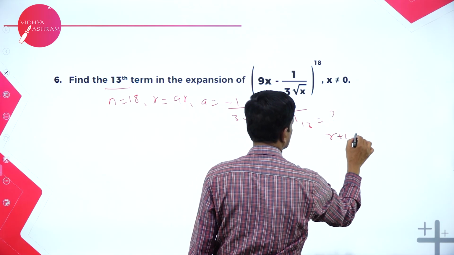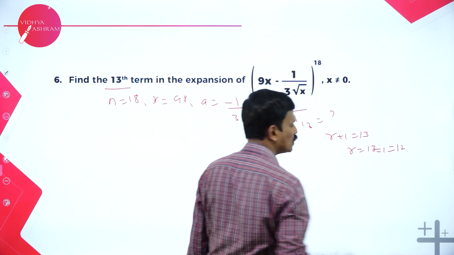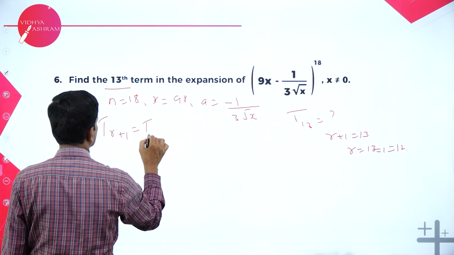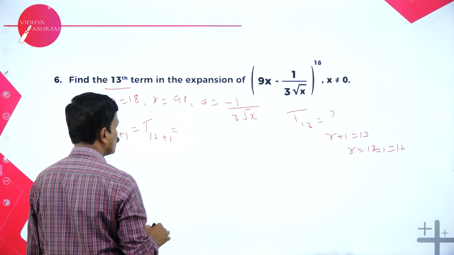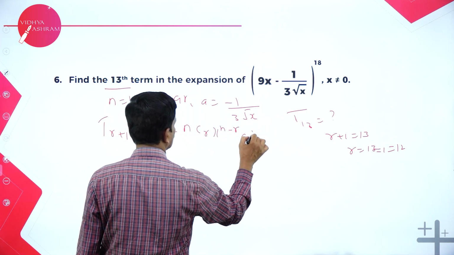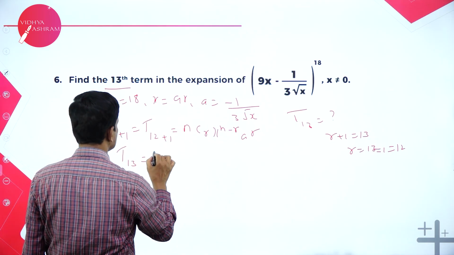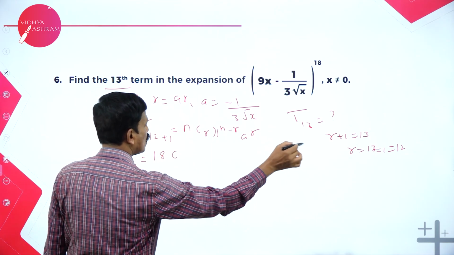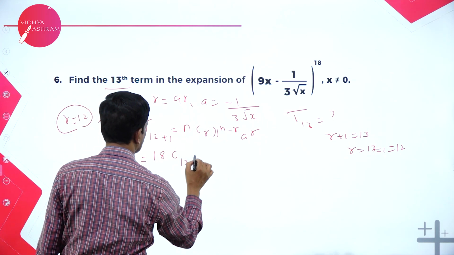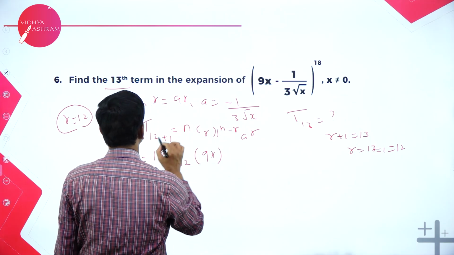So r plus 1 is equal to 13, which means r is equal to 13 minus 1, that is 12. Now put r is equal to 12. T(r+1) is equal to T(12+1). What is the formula? nCr x to the power of n minus r, a raised to r. Now T13 is equal to, what is n? n is 18, C, r. What is r? r is equal to 12. x is 9x to the power of n. What is n we have?